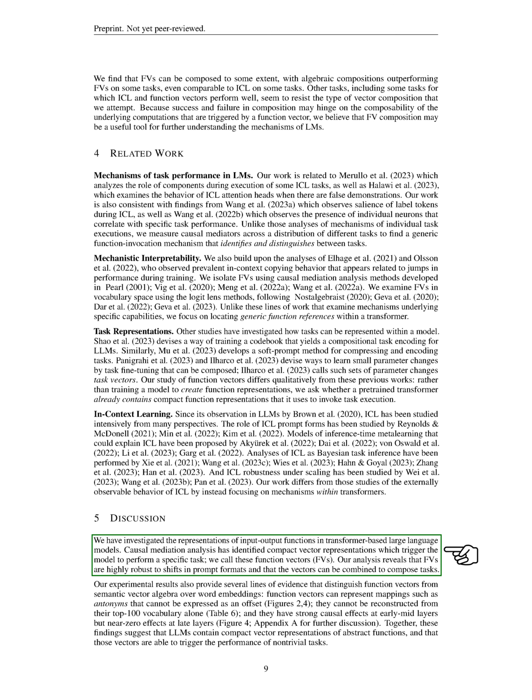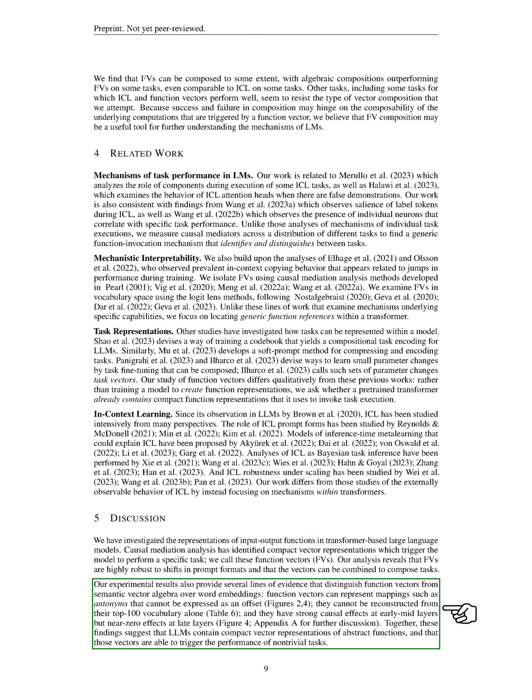Our analysis reveals that FVs are highly robust to shifts in prompt formats and that the vectors can be combined to compose tasks. Our experimental results also provide several lines of evidence that distinguish function vectors from semantic vector algebra over word embeddings. Function vectors can represent mappings such as antonyms that cannot be expressed as an offset. They cannot be reconstructed from their top 100 vocabulary alone, and they have strong causal effects at early mid layers but near zero effects at late layers. Together, these findings suggest that large language models contain compact vector representations of abstract functions, and that those vectors are able to trigger the performance of non-trivial tasks.